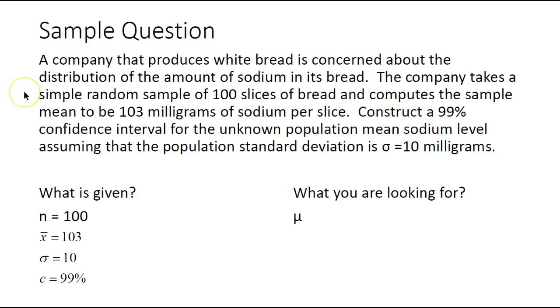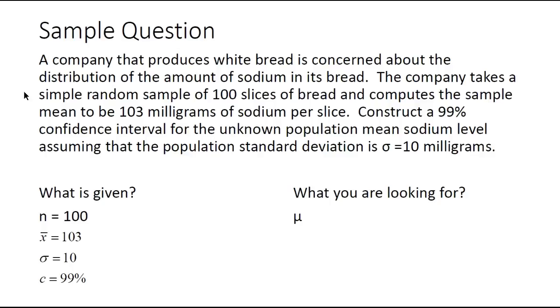So here's a question. It says, a company that produces white bread is concerned about the distribution of the amount of sodium in its bread. The company takes a simple random sample of 100 slices of bread and computes the sample mean to be 103 milligrams of sodium per slice. Now that's from the sample.